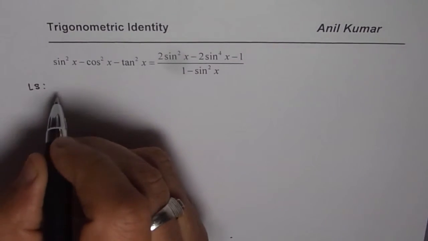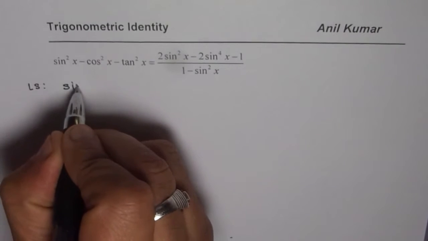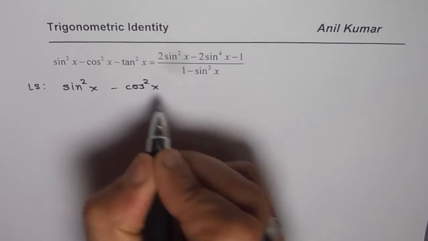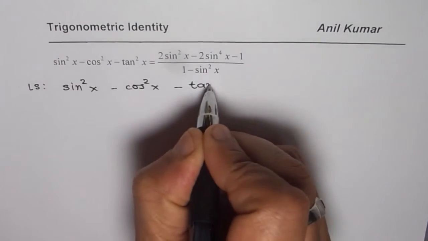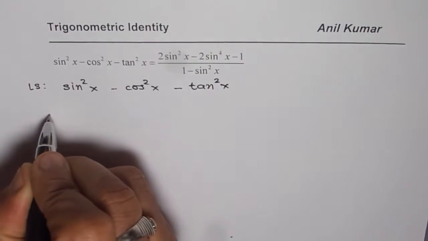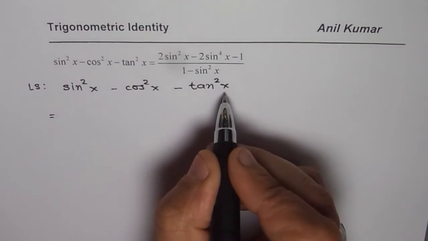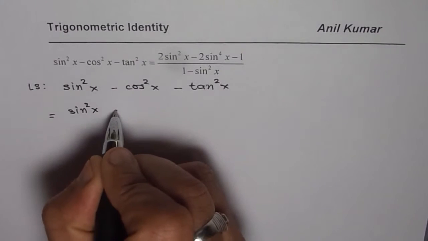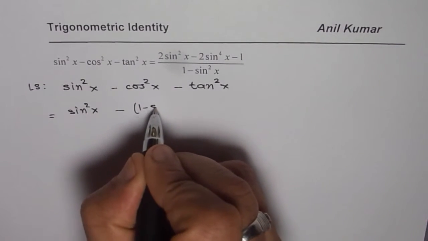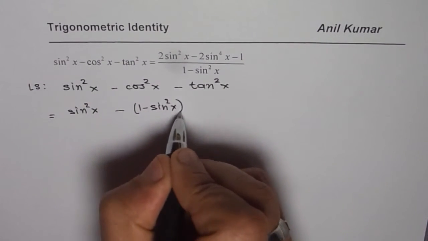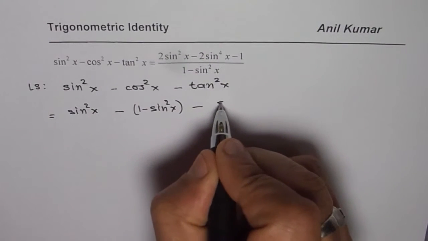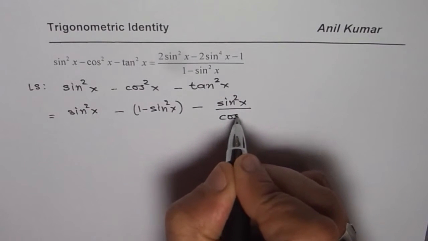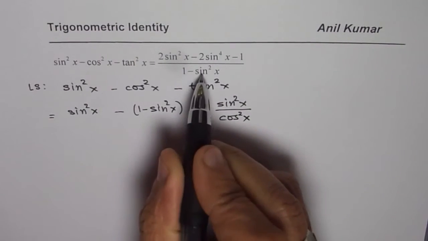So let's begin by copying the left side, which is sin square x minus cos square x minus tan square x, right? Now we can write everything in terms of sin. Let's do it. We have sin square x, and cos square x becomes 1 minus sin square x, correct? And tan square x could be written as sin square x over cos square x. So that brings in our denominator.